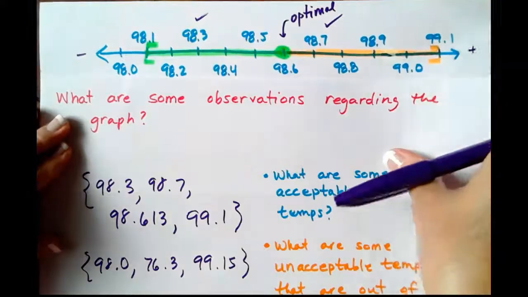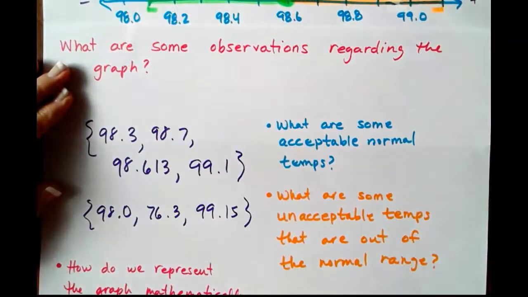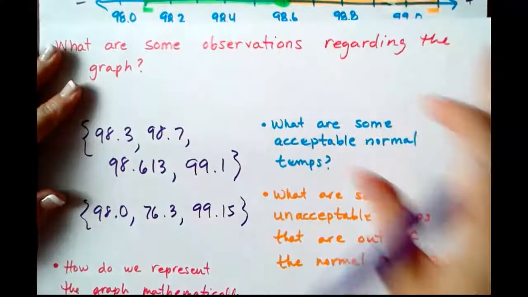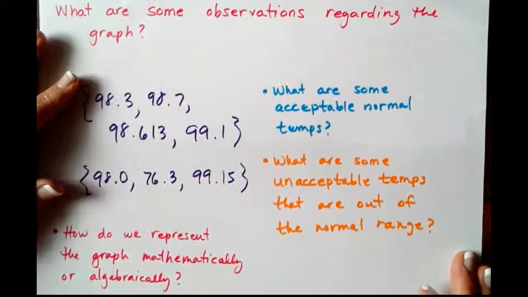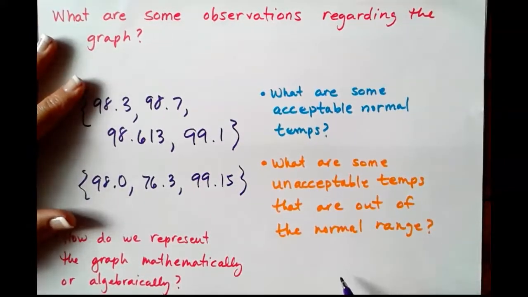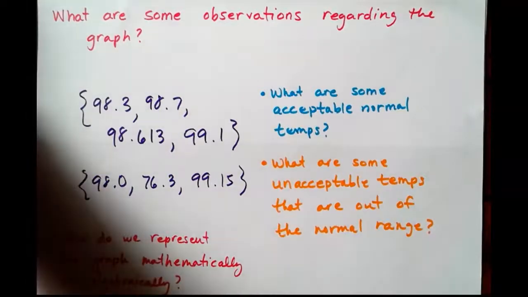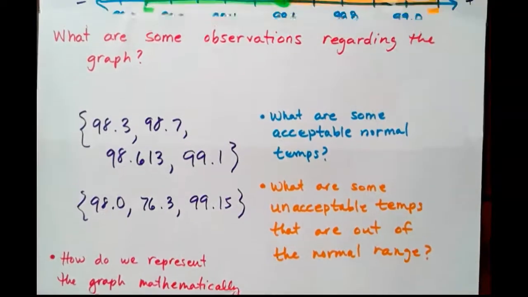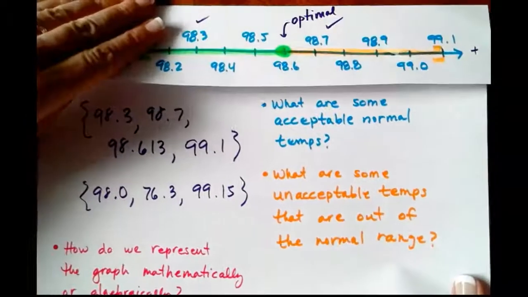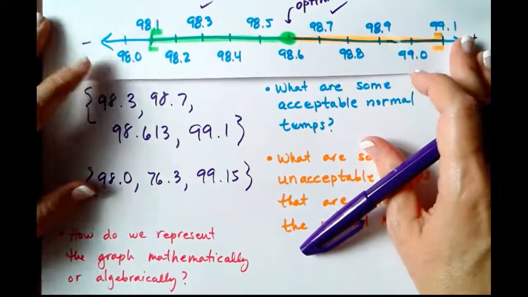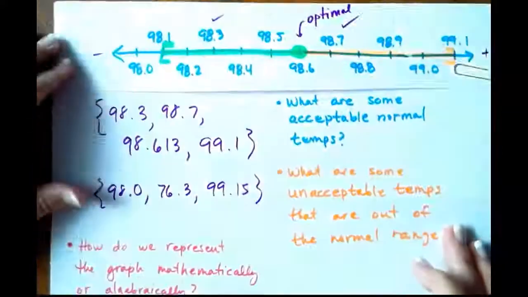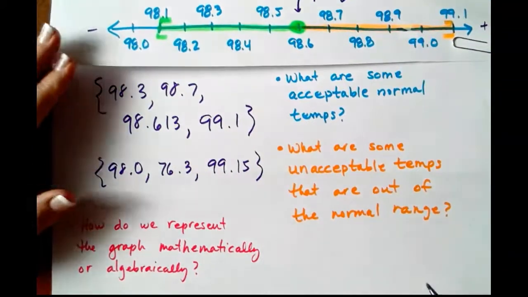So how do we represent the graph mathematically or algebraically? Well, once again, here's what the graph looks like graphically. If we want to think about it mathematically or algebraically, we need to use an absolute value. So if our optimal temperature is 98.6, we can actually use absolute value in order to write it. So let me put my incredibly technologically advanced folded flap over right there of my graph, and we'll continue using it.